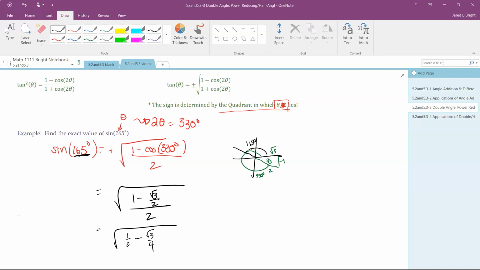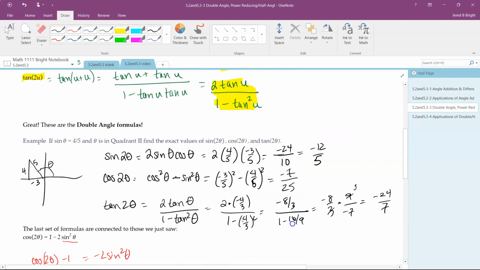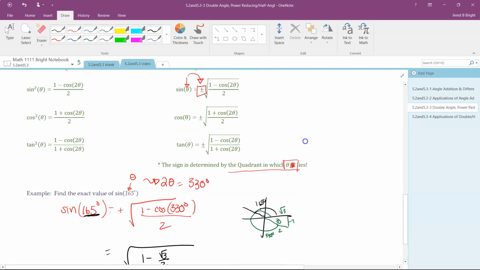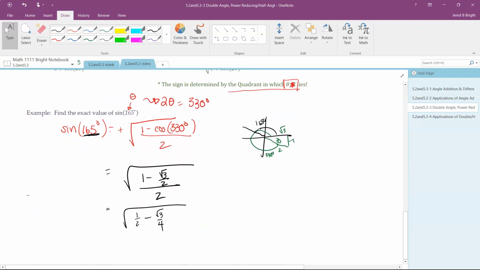Okay, so again, for this problem, you can either try and use angle addition or angle difference. You now have the capacity to use double angle formulas, and you can use half angle formulas as well. Okay, so keep all these tools in mind.